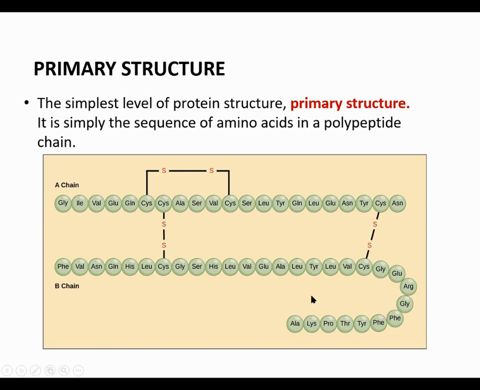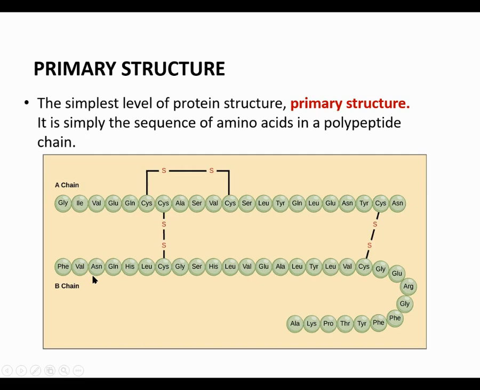Okay. Now you will notice that it is a sequence of amino acids and they are usually bound together by sulfur bonds. Okay. So you have here the amino acids in their sequence. Okay. So this is an example of a primary structure.